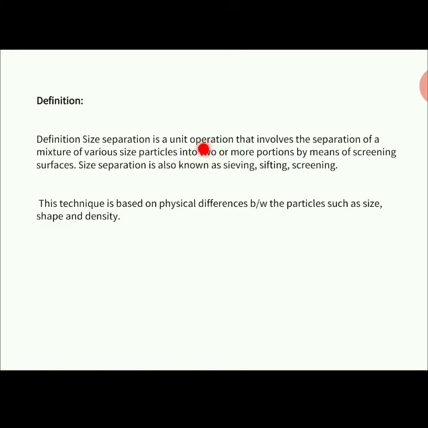Then what is the definition of size separation? Size separation is a unit operation that involves the separation of a mixture of various size particles into two or more portions by means of screening surfaces. Size separation is also known as sieving, sifting, screening or classifying. What is size separation?